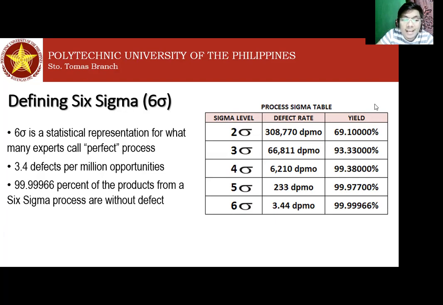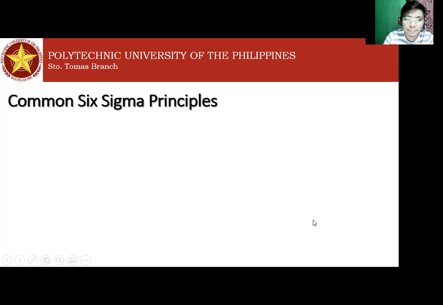Or 99.99966% of the product from a Six Sigma process are without defect, or we are assured that there is no defect. As for the other Sigma levels, we have here 2 Sigma, 3 Sigma, 4 Sigma, and 5 Sigma, which differ in defect rate and yield. This is the process Sigma table. In Six Sigma, our target is to have 3.4 defects per million opportunities.